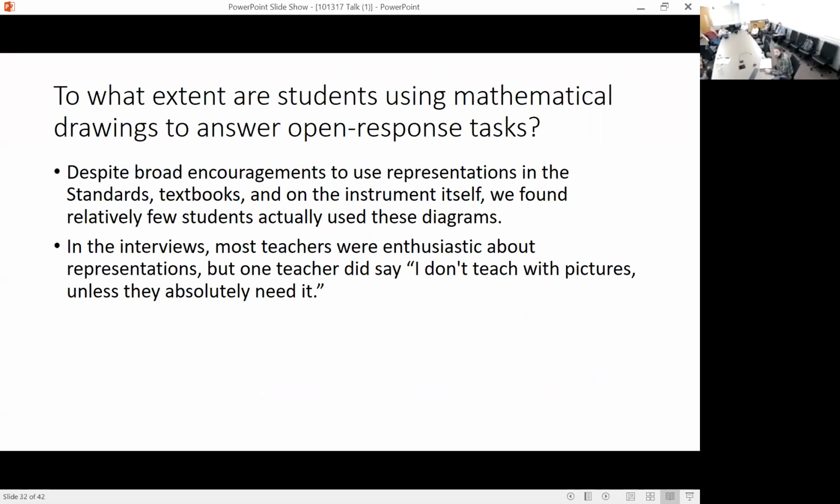To answer the first question, despite broad encouragement, like in the standards or textbooks and on the instrument itself, we found relatively few students actually making these diagrams. In the interviews, most teachers were enthusiastic about representations, but one teacher did say, I don't teach with pictures unless they absolutely need it.